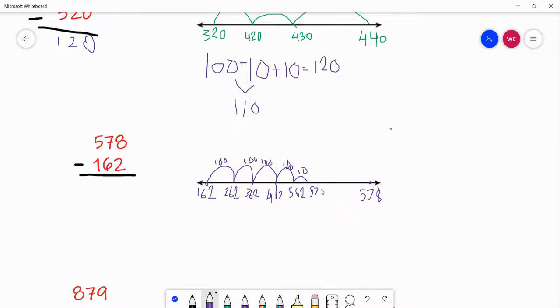And I'm going to stop there too because we have a 7 right here. So if we go to 80, then we're past that number. So I'm going to stop right there for the tens. And now we're just going to count by ones.